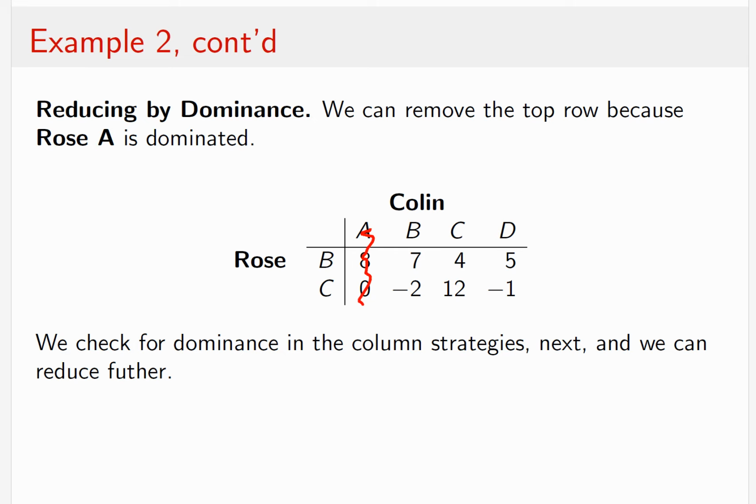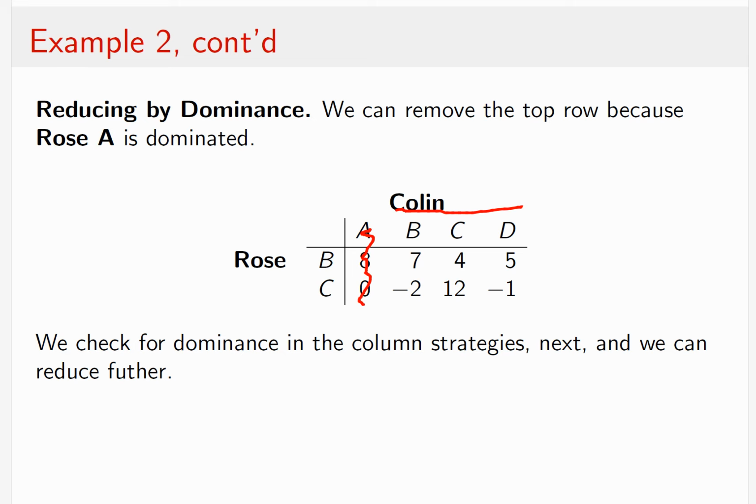Does it dominate C? No. 7 is greater than 4, but -2 is not greater than 12. Does B dominate D or D dominate B? No, neither one. Why? Because 7 is greater than 5, but -2 is less than -1, so we don't have any dominance there. 4 is less than 5, but 12 is not less than -1. So looking at all the pairwise comparisons, we don't have any more dominance for Colin.